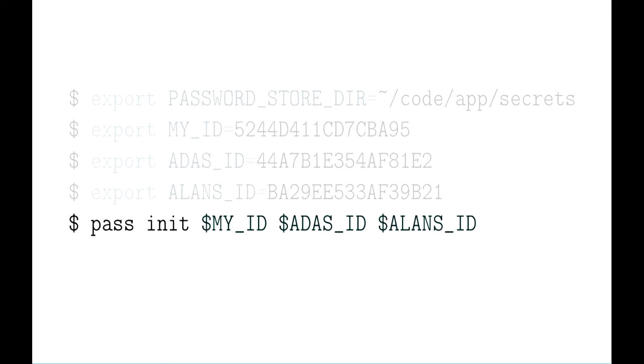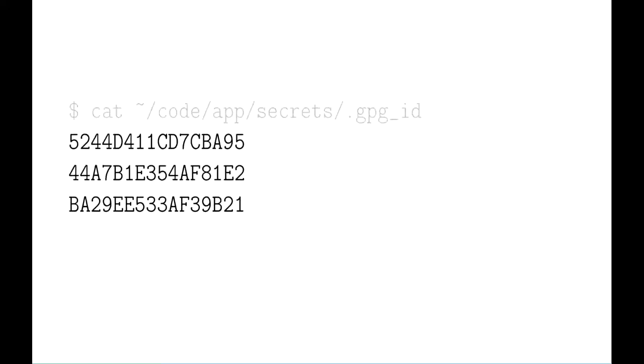If we would take a look into the .gpg-id file again, it would now contain 3 GPG IDs instead of 1. What we have now achieved is that if I share this secrets directory with the new teammates, they will be able to retrieve information out of it or add information to it.